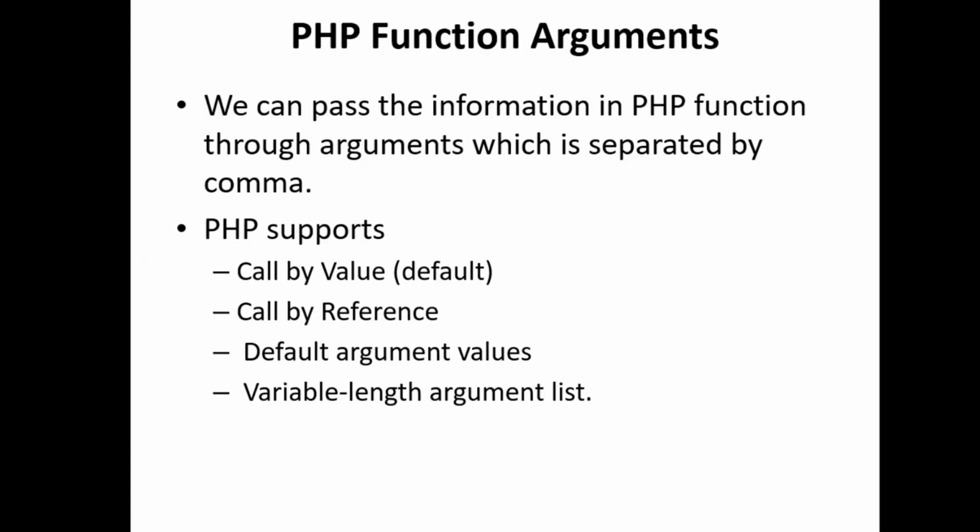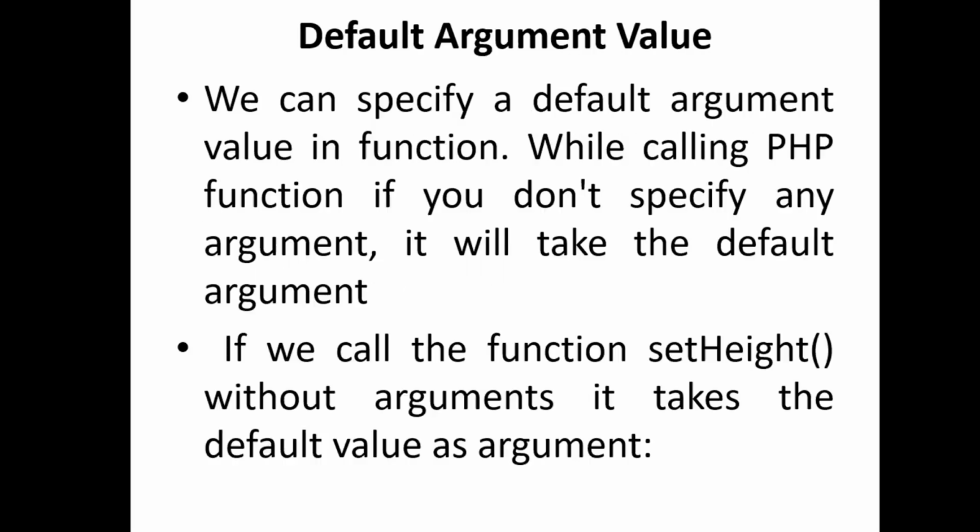Then moving ahead, we have the function arguments. So we can pass the information in a PHP function through arguments, which are separated by comma. So PHP supports four things: call by value, which is default in PHP, then call by reference, default argument values, and variable length argument list. So let's talk about each one by one.